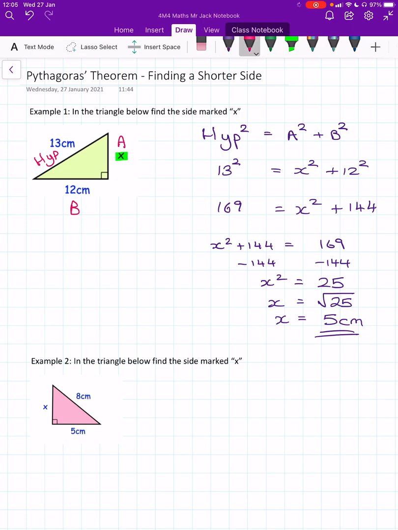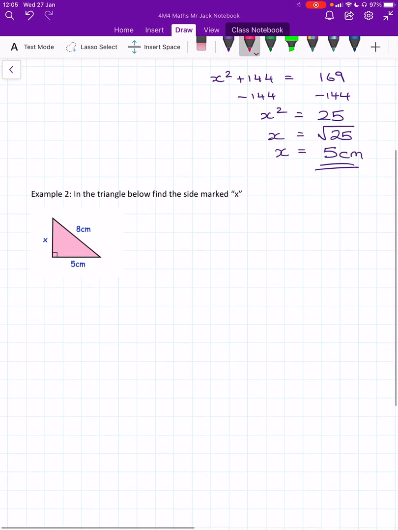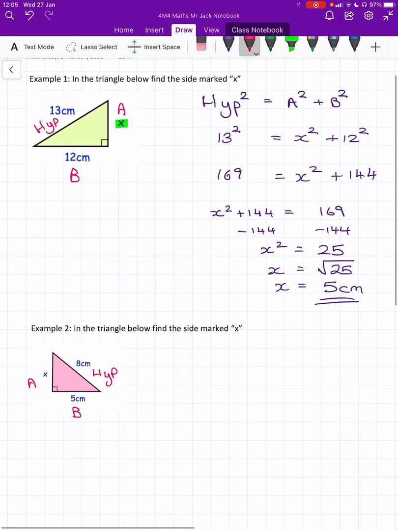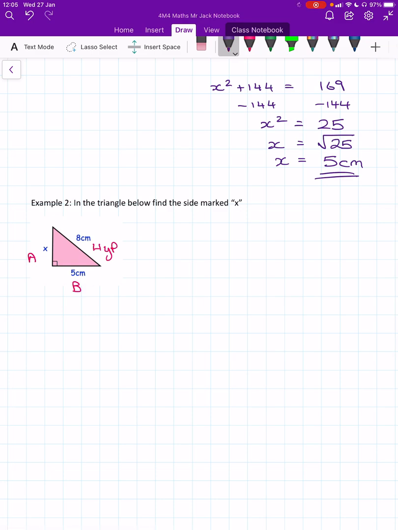Let's have a look at this next example, and we'll start by labeling up our sketch. So sketch done, label, hypotenuse. I'm going to stick with A, and I'm going to stick with B. Okay, you'll notice how I'm making A squared my unknown. You might want to stick with that as well.